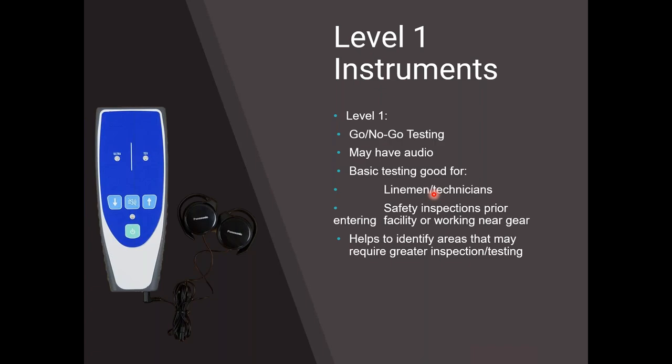For the online instruments, we've got some classification of them. Basically, a level one instrument is considered go/no-go testing. It may have audio, so you can listen for it. You have red and green indicators, or maybe red, yellow, green. That'll just give you a yes, I have ultrasonic or TEV, or no, I don't. You don't typically get amplitudes off of them. It's a basic instrument, good for linemen, good for safety inspections.